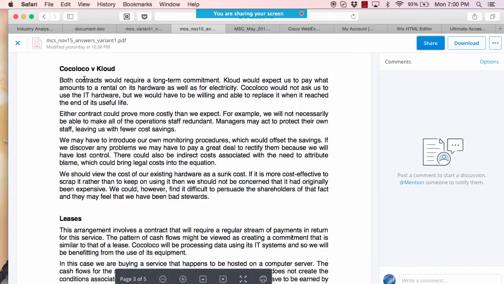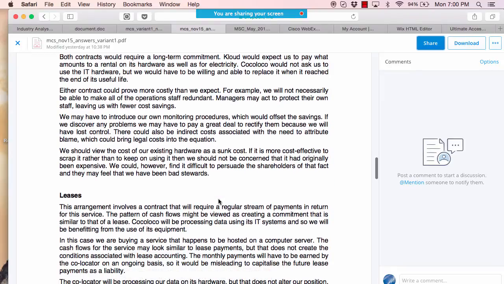Now, if I look at this, it is the C versus K, and under that, this is a contract. Both contracts would require long-term commitment. Then they go into the difficulties. Either contract would prove more costly than we expect, because there are staff redundancies, and we need to introduce our own monitoring procedures. We should review the cost of our existing hardware as sunk cost.